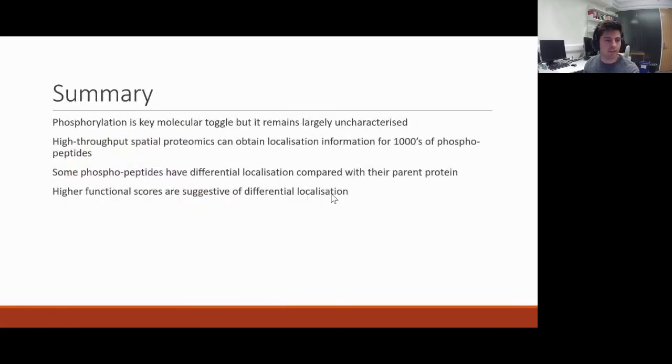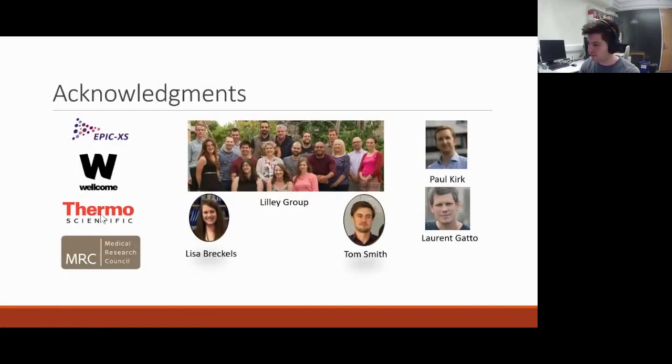So just to summarize, phosphorylation is a key molecular toggle, but it remains largely uncharacterized. High throughput spatial proteomics can obtain localized information for thousands of phosphopeptides. Some phosphopeptides have differential localization compared with their parent protein, and higher functional scores are suggestive of differential localization. And thank you for listening.